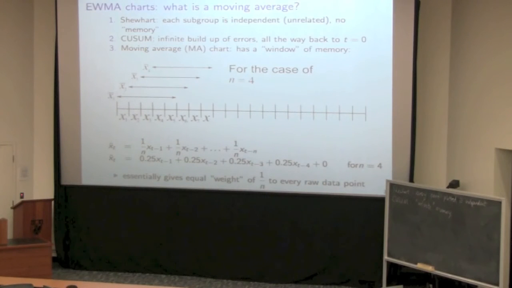If I had four data points, let me... This is for the case of n equals 5. Sorry about that. For the case of n equals 4, let's take a look at the specific equation for n equals 4. X bar is equal to 1/4 times the raw x value plus 1/4 of the raw x value plus 1/4 plus 1/4.